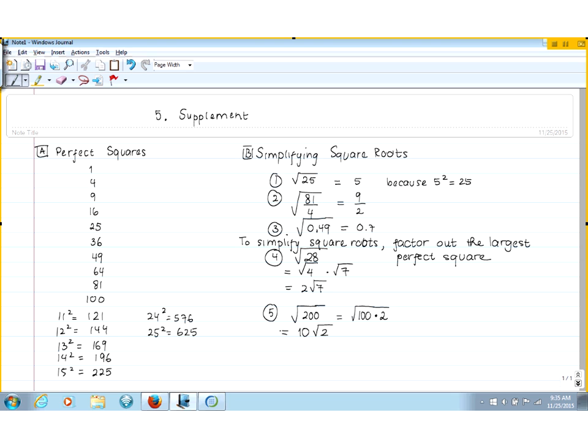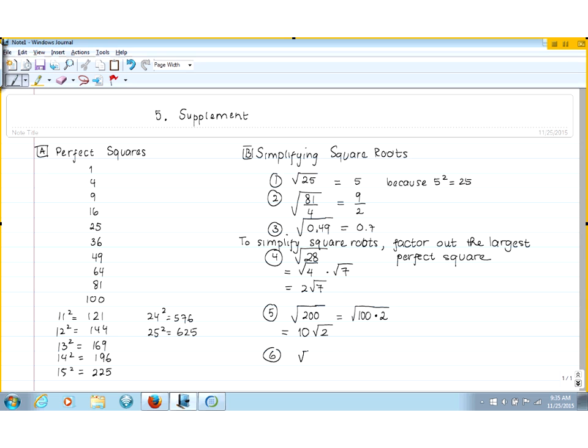This is multiplied. 10 square root of 2 means 10 multiplied by the square root of 2. It's like 10a. What does 10a mean? 10 multiplied by a. Same thing. Good question. So this is 10 multiplied by the square root of 2.